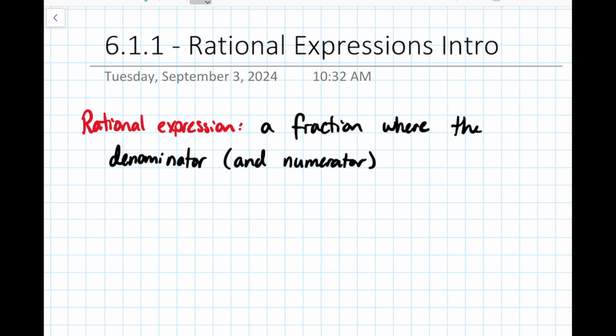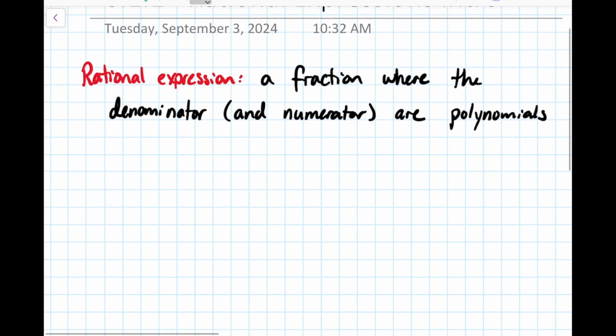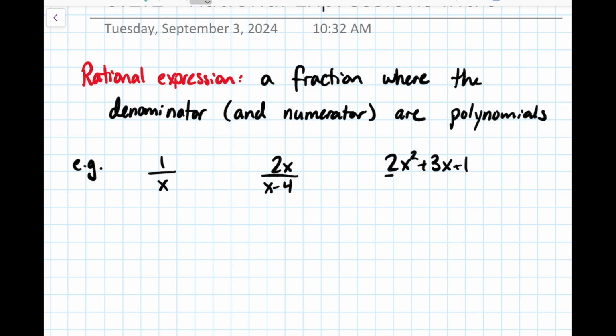You might have variables just in the numerator, just in the denominator, or both. So let's look at some examples. One over x is pretty much as simple as it gets, but it might be something a little more advanced, like 2x over x minus 4, or even something like 2x squared plus 3x plus 1 over x squared minus 4x plus 8.